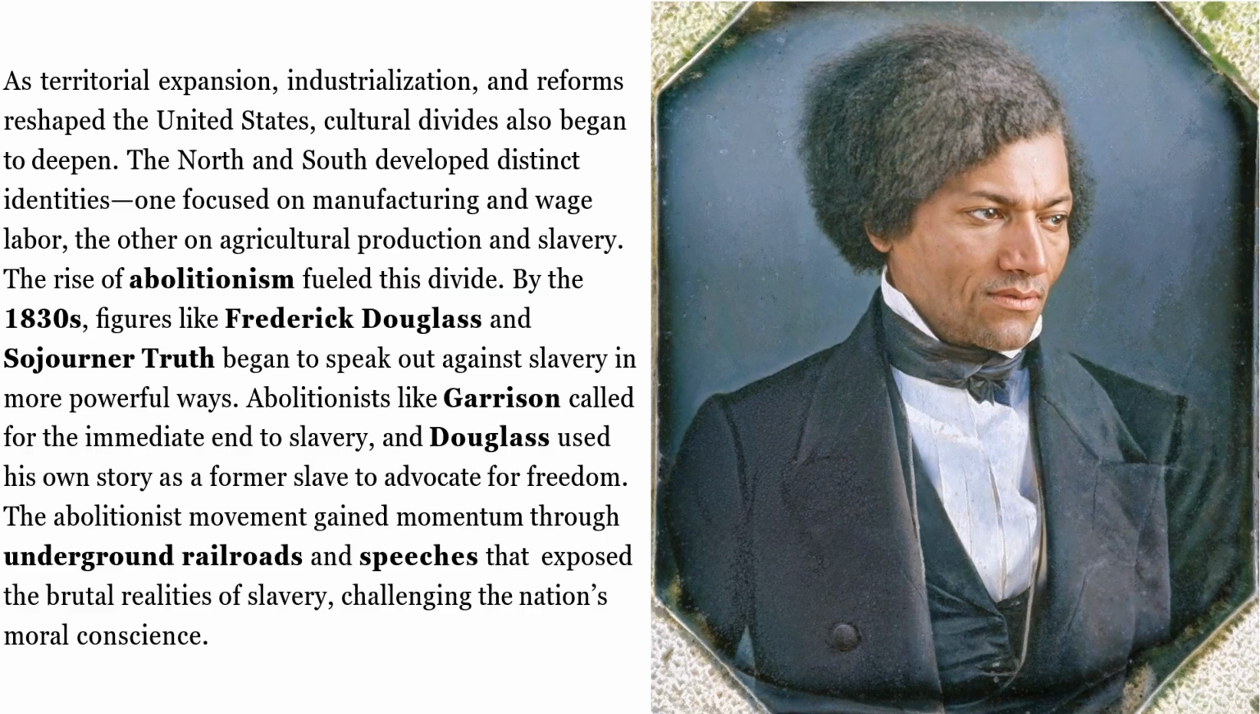As territorial expansion, industrialization, and reforms reshaped the United States, cultural divides also began to deepen. The North and South developed distinct identities. One focused on manufacturing and wage labor, the other on agricultural production and slavery. The rise of abolitionism fueled this divide. By the 1830s, figures like Frederick Douglass and Sojourner Truth began to speak out against slavery in more powerful ways. Abolitionists like Garrison called for the immediate end to slavery, and Douglass used his own story as a former slave to advocate for freedom. The abolitionist movement gained momentum through underground railroads and speeches that exposed the brutal realities of slavery, challenging the nation's moral conscience.